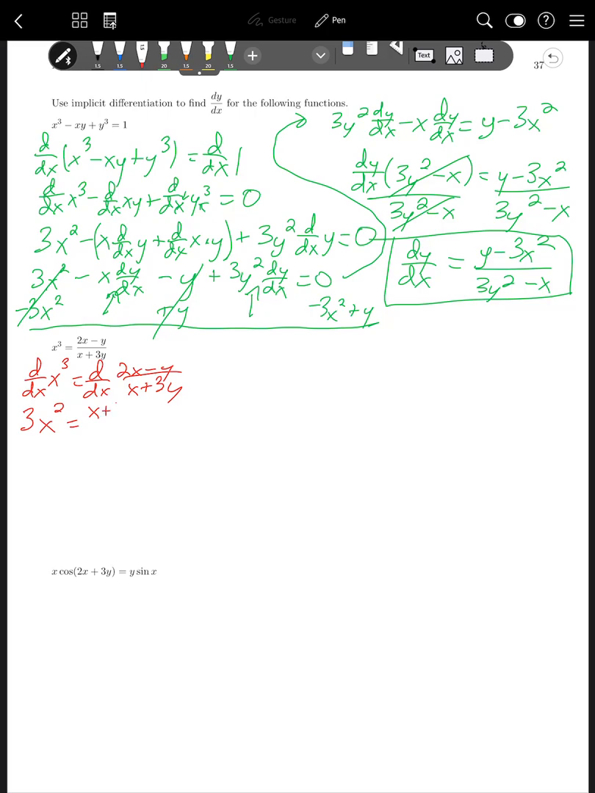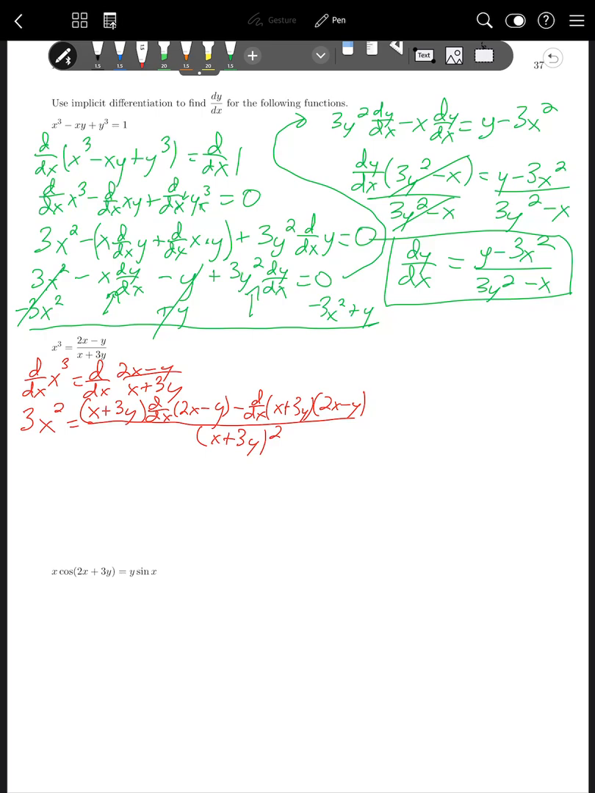So it's the bottom times the derivative of the top minus the derivative of the bottom times the top all over the bottom squared.